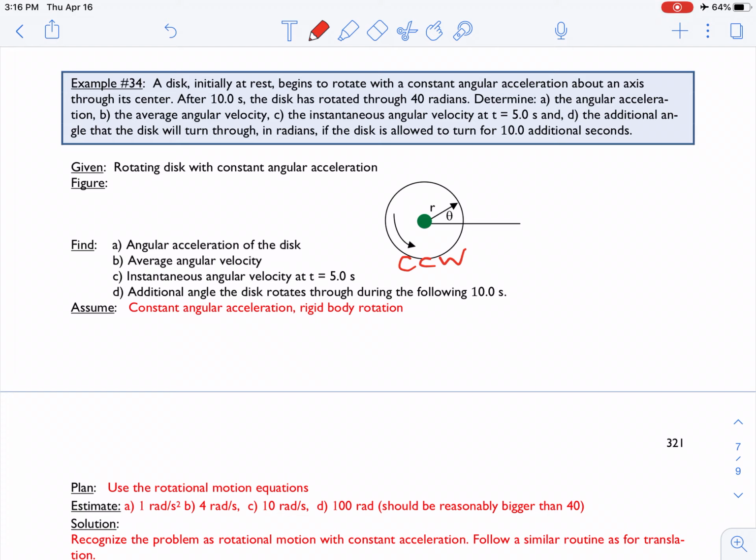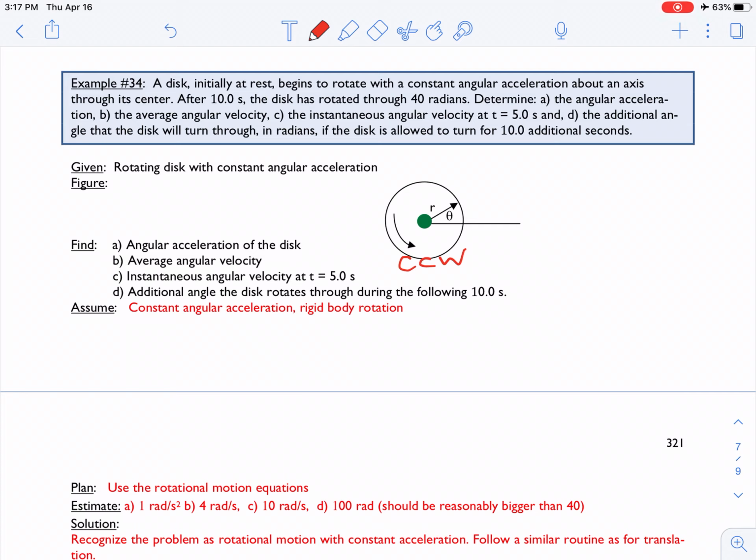So what else do we know? After 10 seconds, the disk has rotated through 40 radians. We will determine the average angular acceleration, the instantaneous angular acceleration at 5 seconds, which is helpful given what is provided, and the additional angle that the disk will turn through in radians if the disk is allowed to turn for 10 additional seconds. On top of that 40 radians, we will find out how many more radians it will turn.